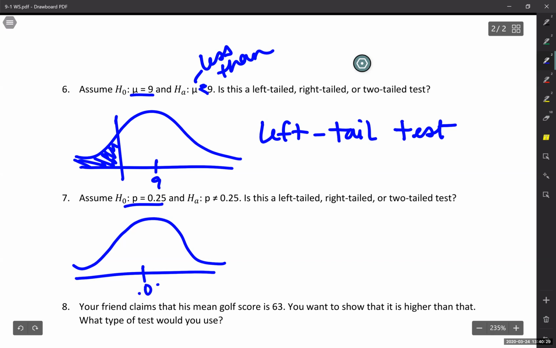Oops, got my decimal on the wrong side. Is that number in the middle. And so not equal means I don't know if it's less or greater. So this is a two-tailed test.